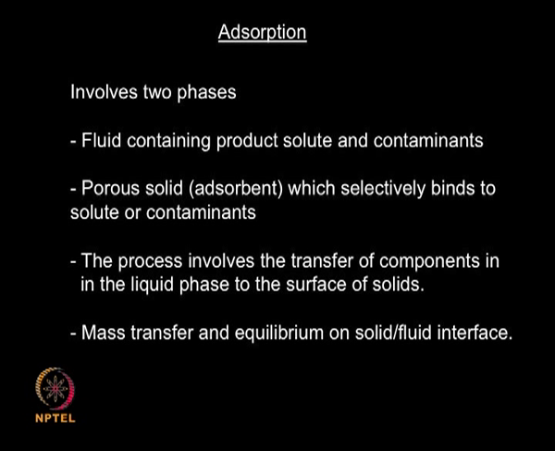So there are two phases in any adsorption process. It is a multi-phase process. You have the fluid containing your solute and other contaminants, that is, the slurry, and then the adsorbent, that is the porous solid which selectively adsorbs a contaminant or a solute. So what happens during this process of adsorption is that the components from the liquid get transferred and get attached to the adsorbent or the porous solids. So there is something called mass transfer and there is something called the equilibrium. The adsorbent cannot adsorb all the solute, and the adsorption process depends upon the equilibrium concentration.